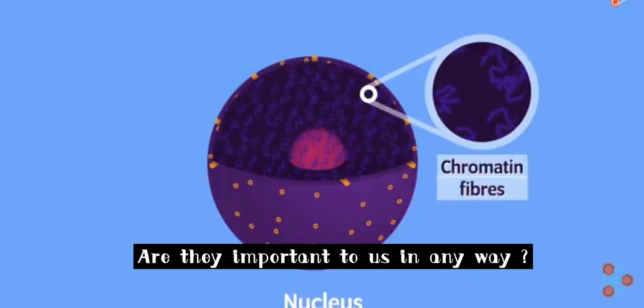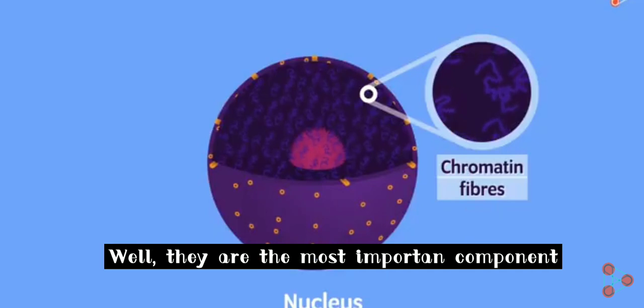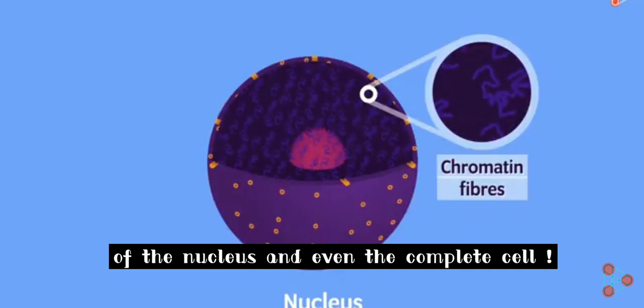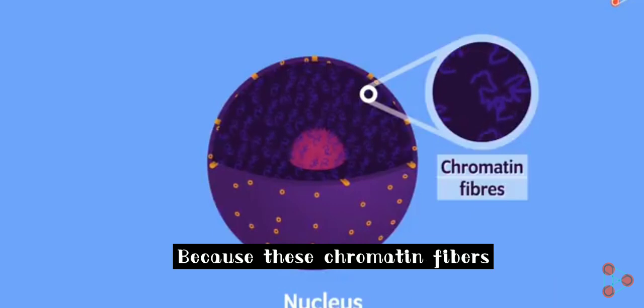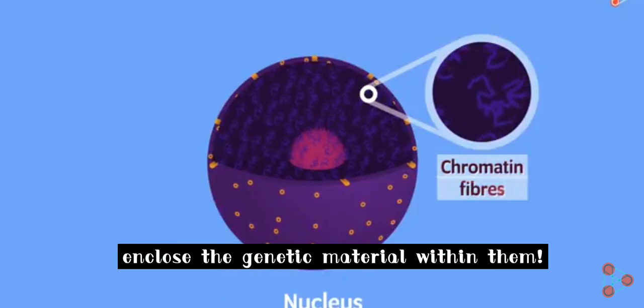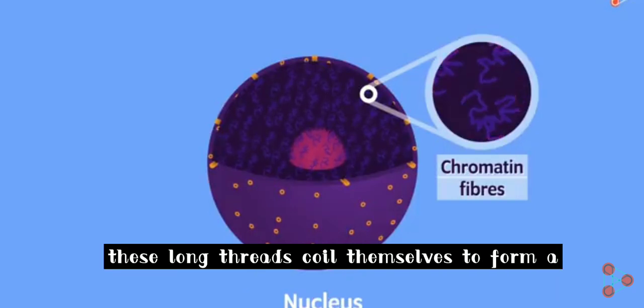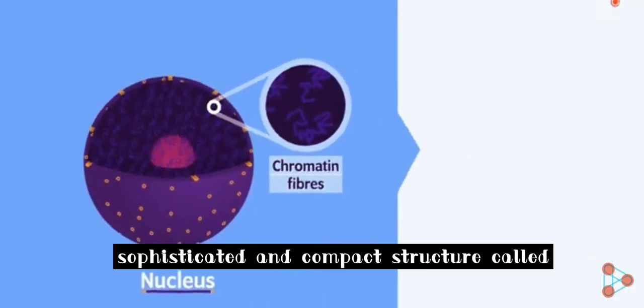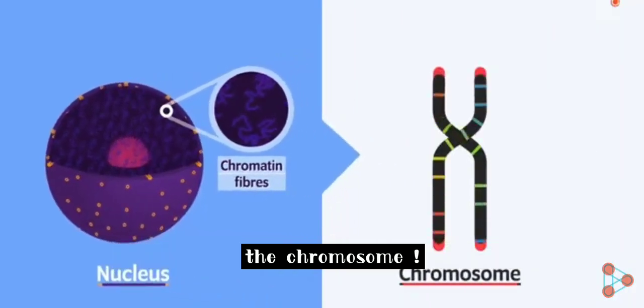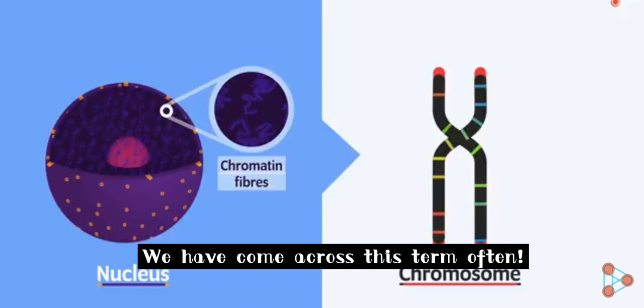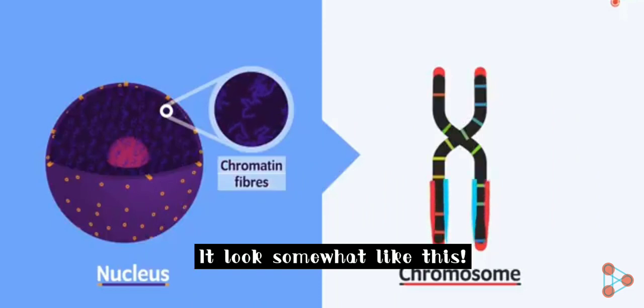Are they important to us in any way? Well, they are the most important component of the nucleus and even the complete cell, because these chromatin fibers enclose the genetic material within them. When the cell has to divide, these long threads coil themselves to form a sophisticated and compact structure called the chromosome. We have come across this term often. It looks somewhat like this.